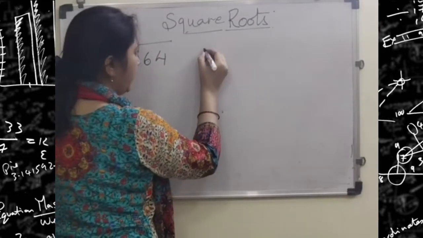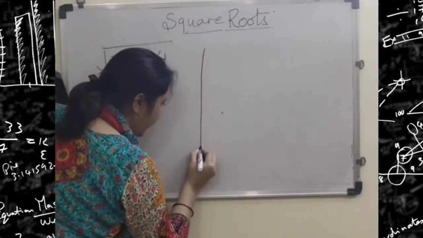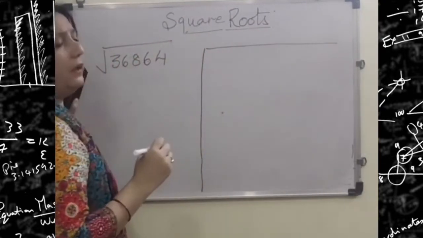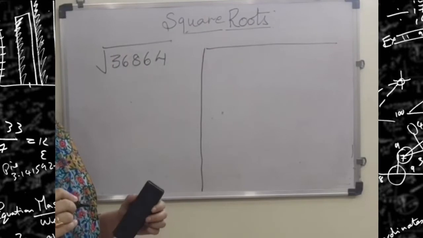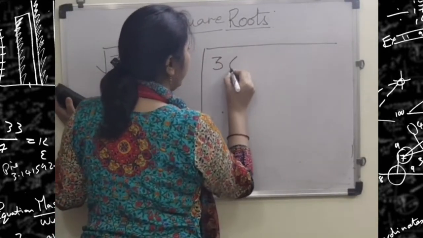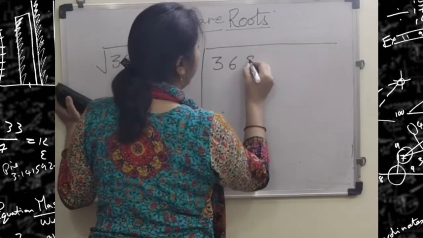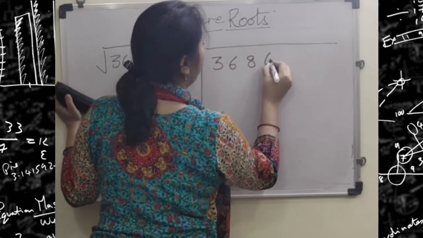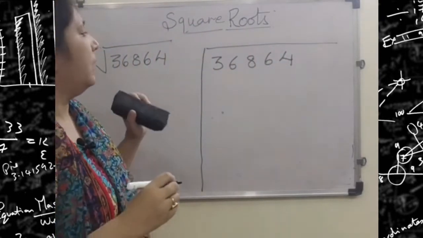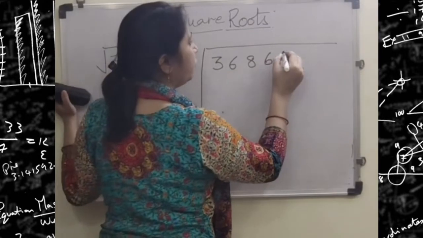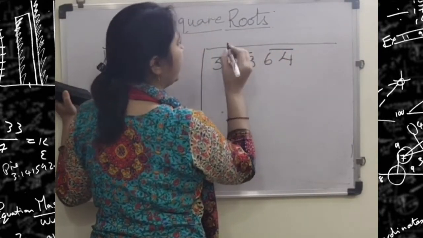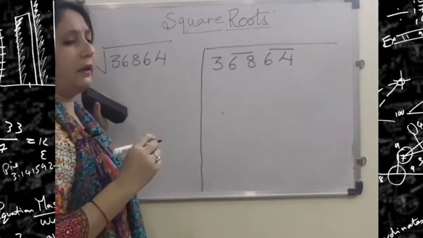First of all, make this kind of sign for finding square root by long division method. Now write the number in this with some space in between. Written, isn't it? Now another step is to make pairs moving from right to left. Moved and done the pairing.